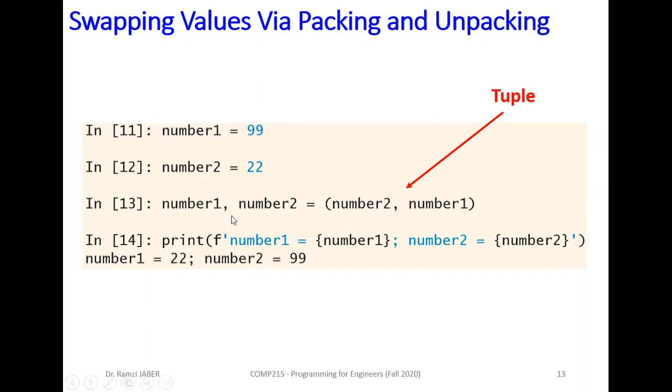Like here: number1, number2 = number2, number1, as a tuple or list. We swapped it here, and it's done. So it's faster. Python is faster, especially in swapping. This is one of the advantages of Python. Any questions here?